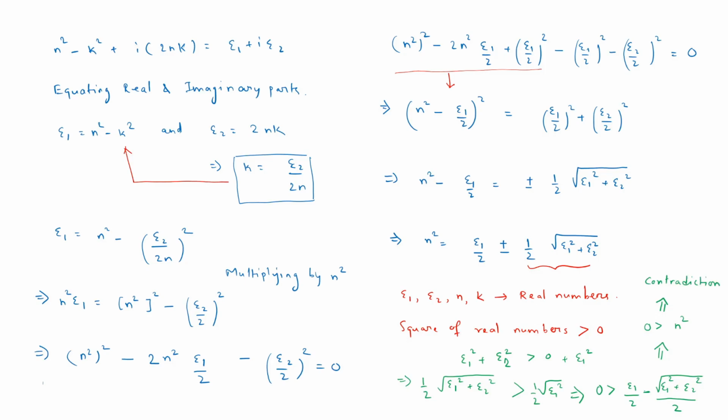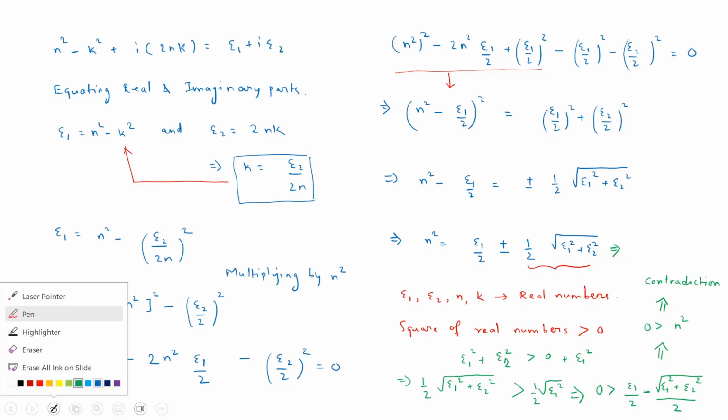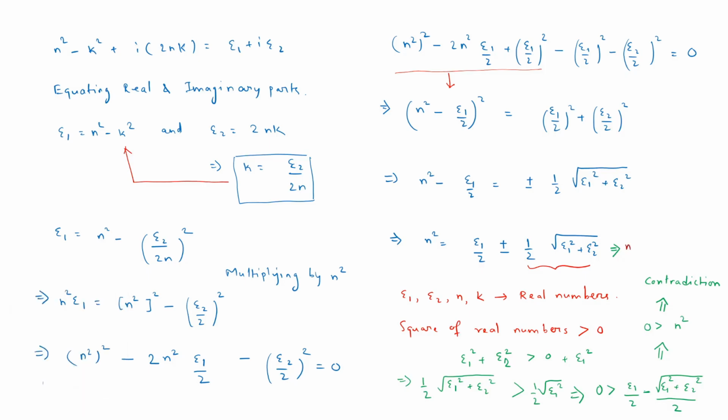So what do we have to take? We have to discard the negative sign and take only the positive sign. Therefore, from here what we conclude is that n square is nothing but epsilon 1 by 2 plus half the square root of epsilon 1 square plus epsilon 2 square. Okay, so these are the relationships between the four quantities.